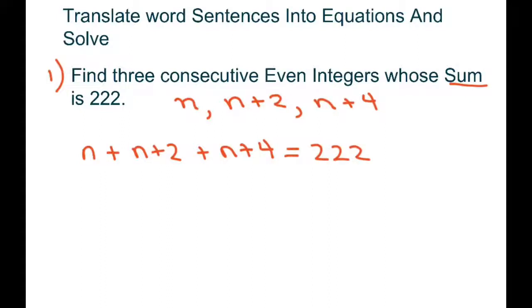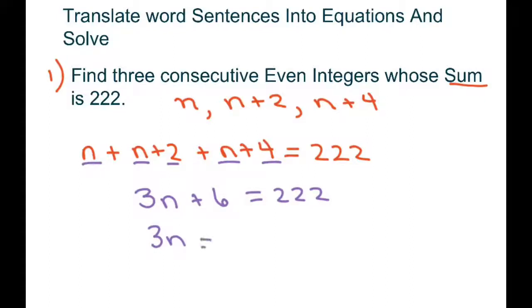Now all we're going to do is collect like terms. We have 3 n's, and here we have 2 plus 4 is 6. So this equals 222. When you subtract 6 from both sides, you're going to get 3n equals 216. And then you divide both sides by 3. I'm not going to use a calculator.